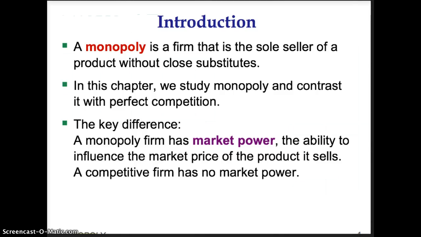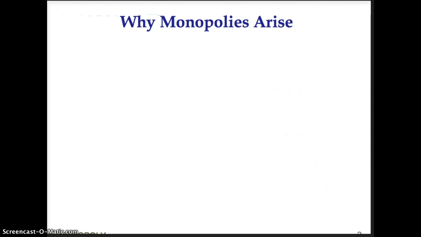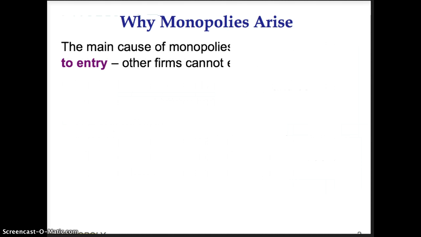The key difference is that a monopoly firm has market power, which is the ability to influence market price of the product it sells. A competitive firm has no market power. Remember, buyers and sellers in competitive markets are price takers. The main cause of monopolies is barriers to entry, meaning other firms cannot enter the market.